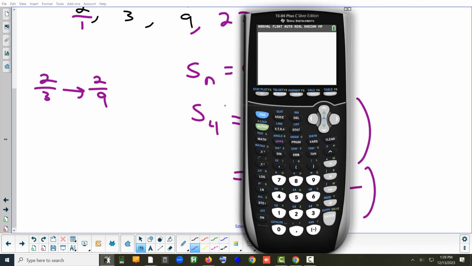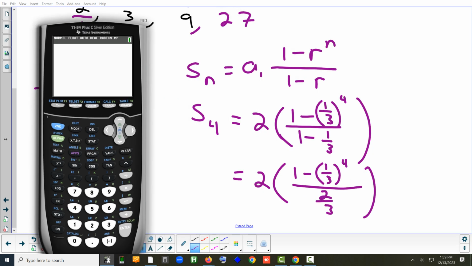All right, so when I type that in, because there are a lot of parentheses and exponents there, I want to do it in several steps. First thing I'm going to do is 1 minus, open a parenthesis, just like we have written down. Put in 1/3, and I'm going to raise that to the 4th power. Okay, so that's the numerator.